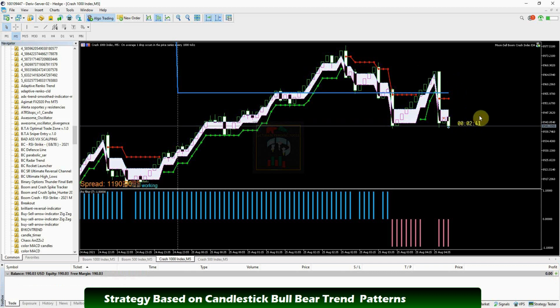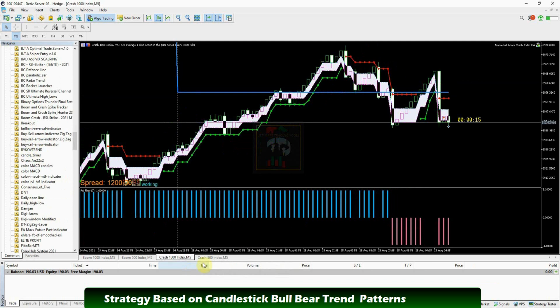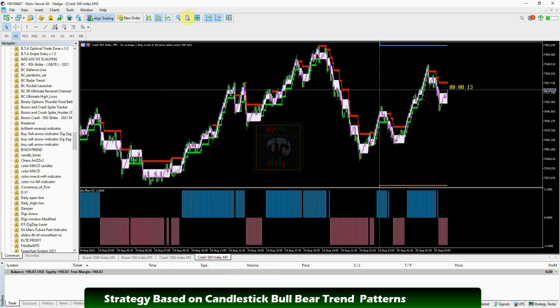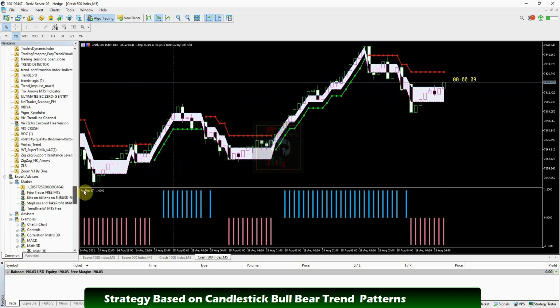The strategy used to create this robot is based on identifying candlestick patterns. The EA opens trades as soon as it finds one of the patterns. It recognizes both simple patterns consisting of one candle and complex patterns with 5 minutes and above time frame.